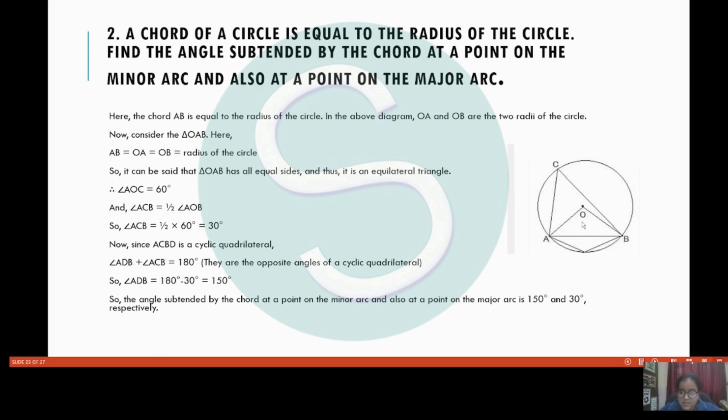So in triangle OAB, OA equals OB equals AB. So this is an equilateral triangle now.